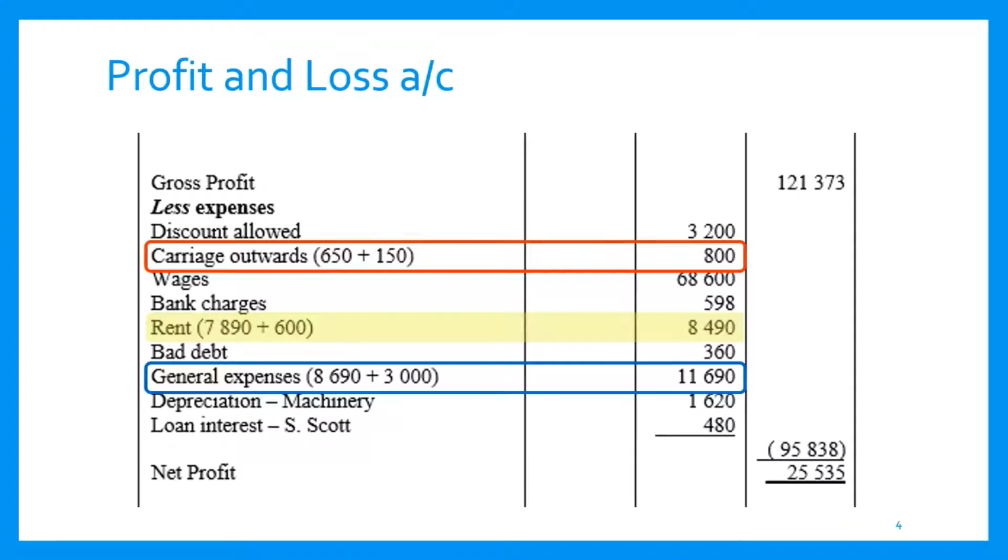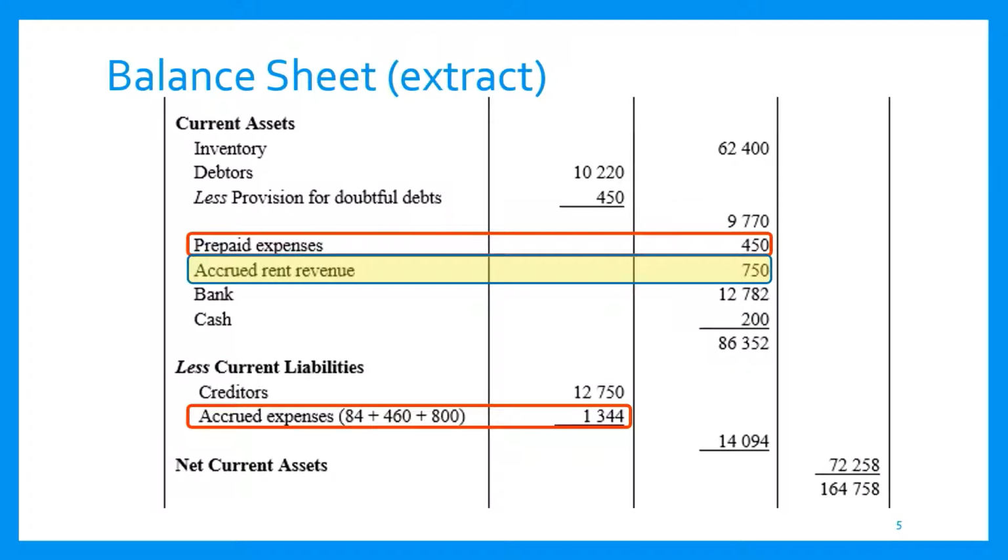Now, here is an extract from a profit and loss account. Notice the expenses that have had adjustments made to them, like carriage outwards, rent, and general expenses. And here's an extract taken from a balance sheet. Notice that it shows prepaid expenses, accrued revenue, and accrued expenses.